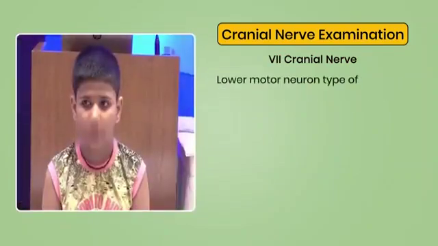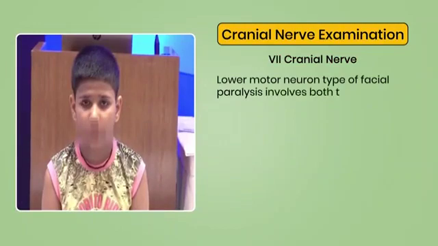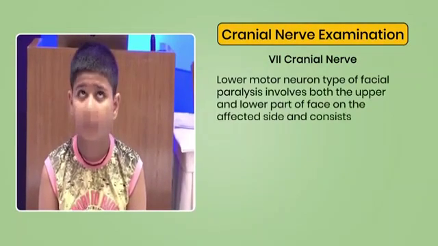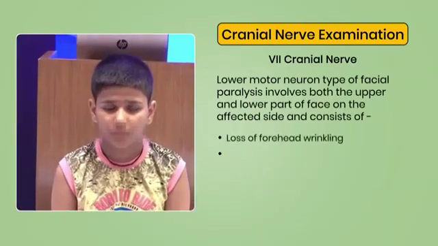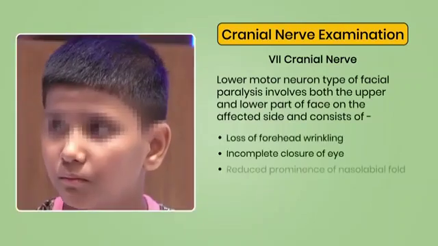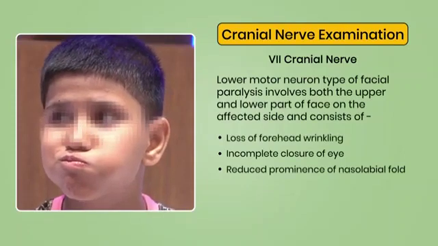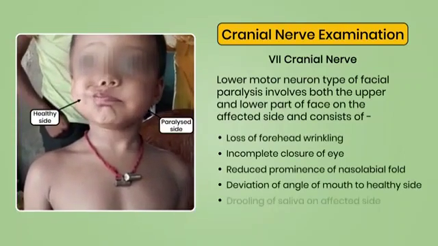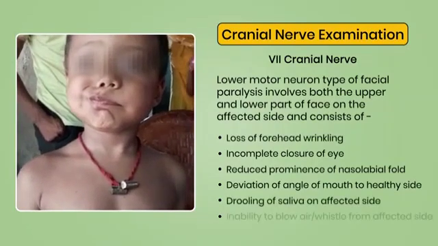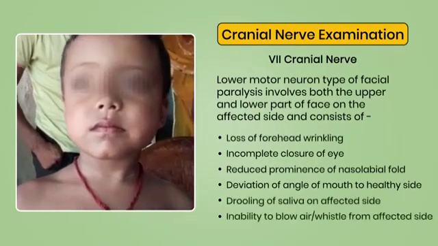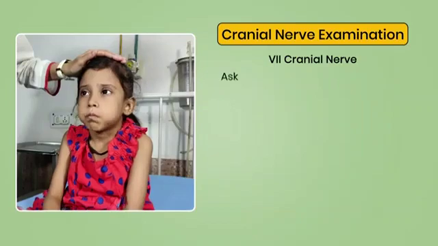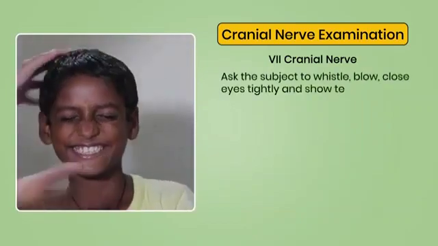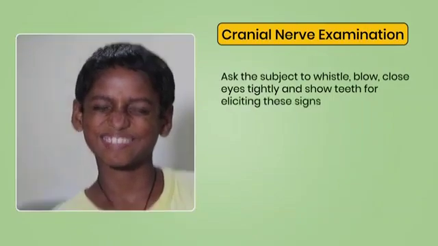Lower motor neuron type of facial paralysis involves both the upper and lower part of face on the affected side and consists of loss of forehead wrinkling, incomplete closure of eye, reduced prominence of nasolabial fold, deviation of angle of mouth to healthy side, drooling of saliva on affected side, inability to blow air or whistle from affected side. Ask the subject to whistle, blow, close eyes tightly, and show teeth for eliciting these signs.